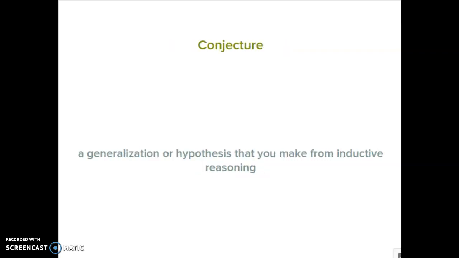Another vocab word that you should write down is conjecture. A conjecture is a generalization or a hypothesis that you make from inductive reasoning. We noticed this and this, so now we have some proof to back it up, but it's not 100% confirmed. A conjecture is sometimes also called a theorem.